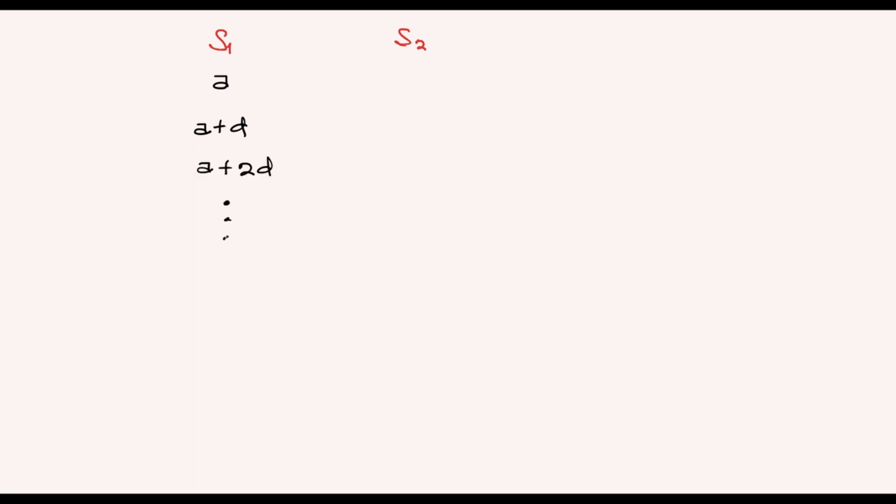So now let's write the last three terms of the sequence. This is going to be a plus n minus 3d, a plus n minus 2d. And we know that un is a plus n minus 1 d. We've discussed that before. Now for the second sequence, we're starting from the bottom here.